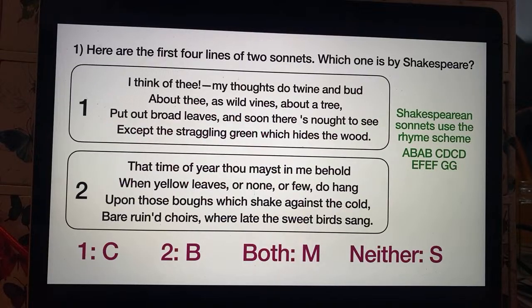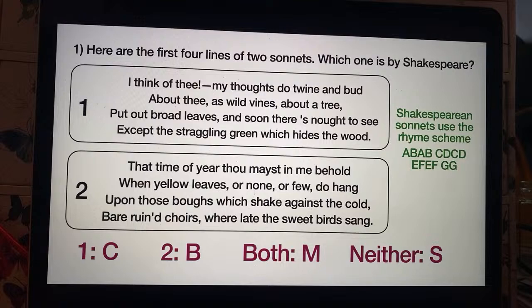All right, all those questions again, but the normal versions. So Shakespearean sonnets use the rhyme scheme A, B, A, B, C, D, C, D, E, F, E, F, G, G. So which of these sonnets are by Shakespeare? Or is it both or is it neither? I think of thee, my thoughts do twine and bud about thee as wild vines about a tree put out broad leaves, and soon there's naught to see except the straggling green which hides the wood. And the second one? That time of year thou mayst in me behold, when yellow leaves or none or few do hang upon those boughs which shake against the cold, bare ruined choirs where late the sweet birds sang.